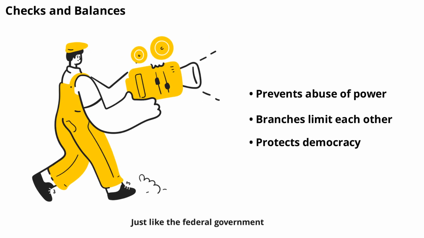Just like the federal government, state governments use a system of checks and balances to prevent any one branch from becoming too powerful. Each branch has specific powers and can limit the actions of the others. This system helps protect democracy and ensures that government remains accountable to the people.